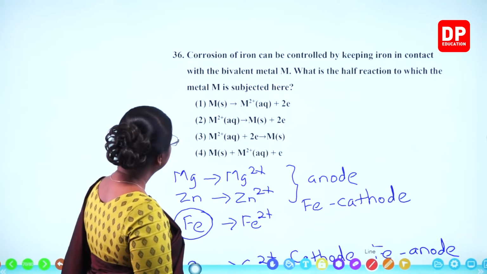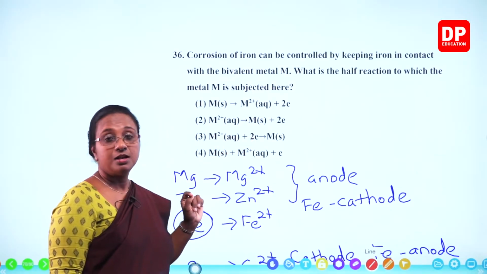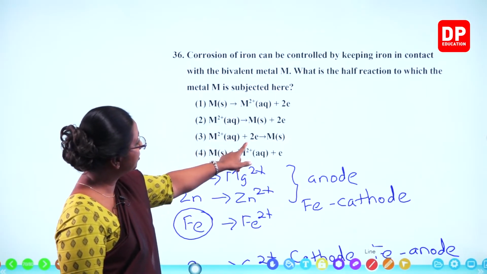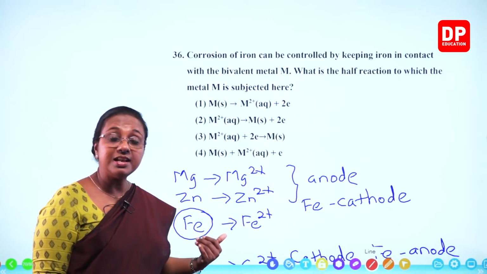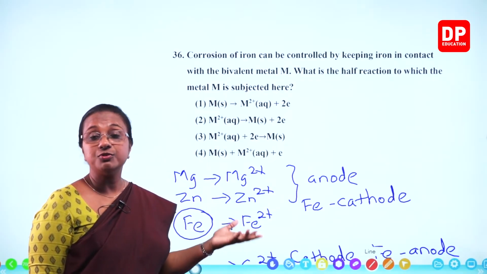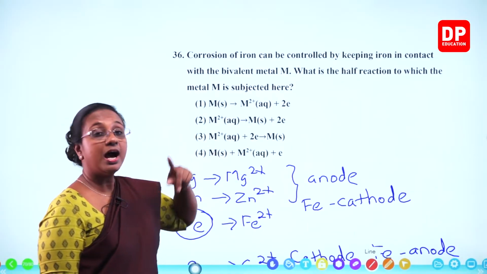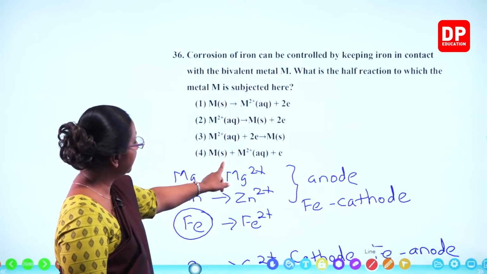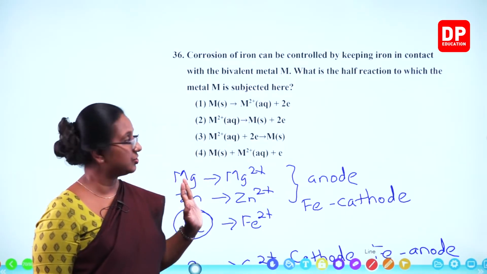That is correct. M2+ aqueous becoming M solid and losing 2 electrons, not possible. M2+ aqueous gaining 2 electrons becoming M solid, that is a reduction reaction. Then of course iron will not be protected. Metal will be the cathode, iron will become the anode. Here M2+ aqueous plus 2 electrons giving M solid, that also does not happen.